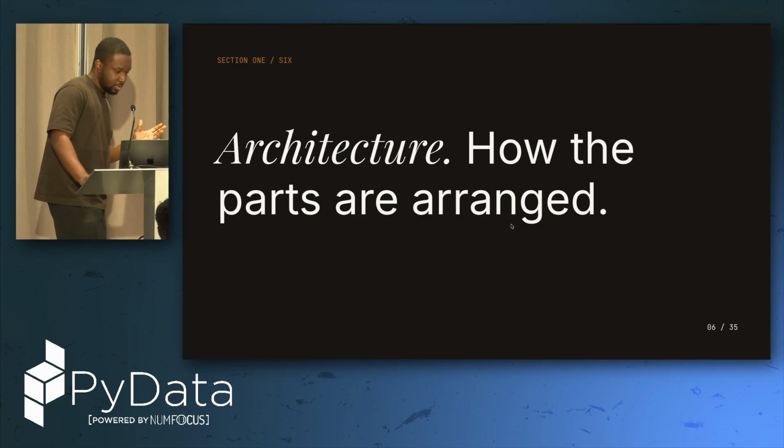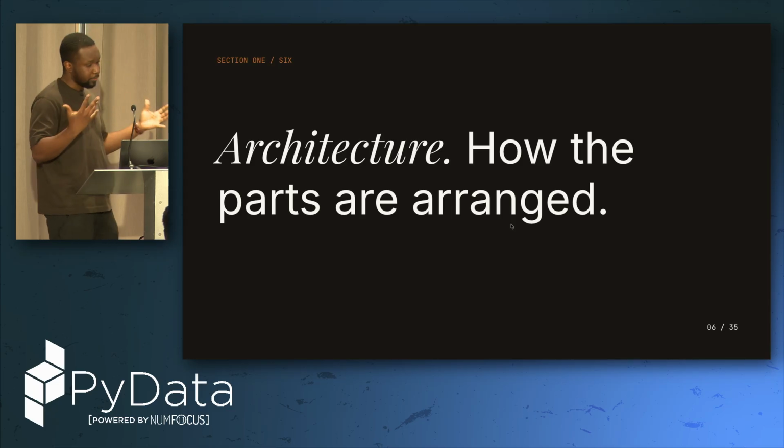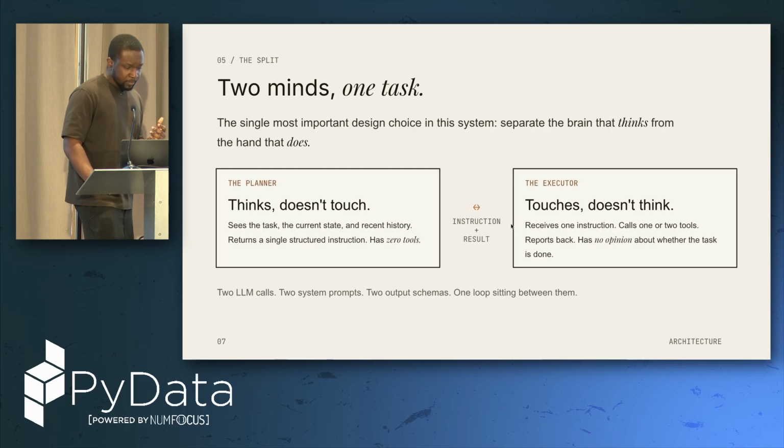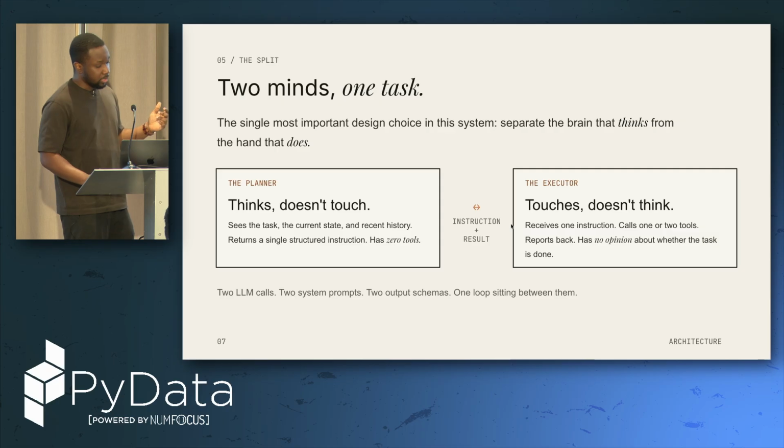In this section, I'll be going into the architecture, which is the component parts of an agent and how they are put together. An agent is basically two minds working in unison to achieve a single task.